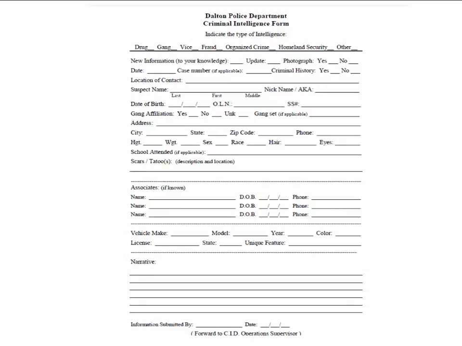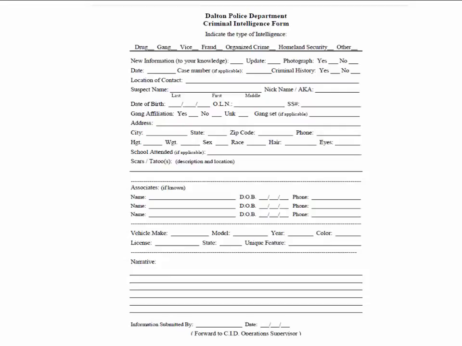If you look on the screen, you'll see a copy of the Dalton Police Department's Criminal Intelligence Form. You can see at the very top, it says whether it's drug, gang, vice, fraud, organized crime, homeland security, or other. In this lesson, you've also seen the GSAC presentation and the suspicious activity reporting lesson. So those are also options for you, but as far as internal criminal intelligence, this is going to be documented in-house as well, and it should be forwarded up through the proper chain.